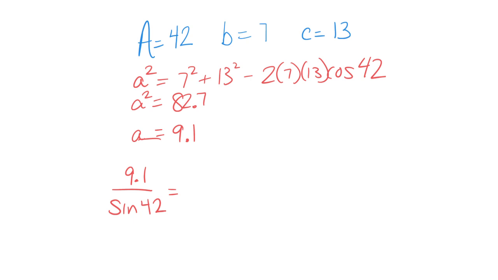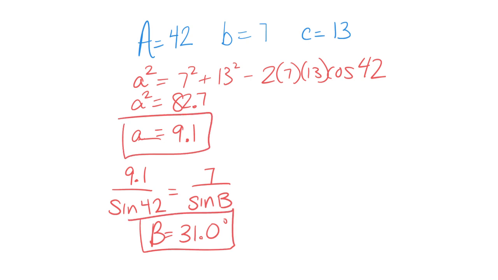Okay. All right. I'm going to do a 7 over the sine of B. Okay, so in my calculator, 7 times the sine of 42 divided by 9.1, and then second sine on that. All right, so angle B is 31.0 is what that would round to. Got it.